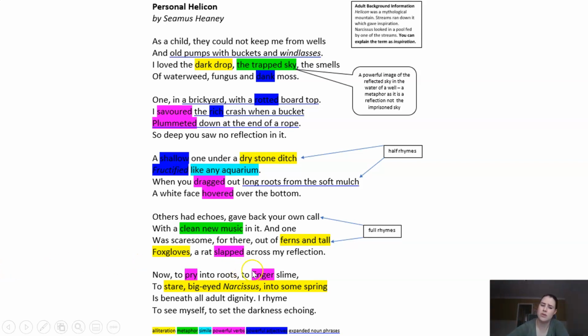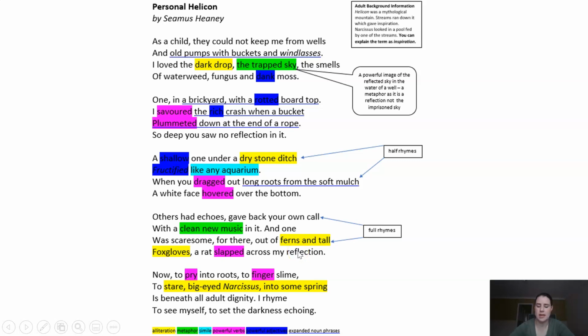Now, to pry into roots, to finger slime, to stare big-eyed Narcissus into some spring. Again, you've got the pry, okay, you've got your powerful verb, and you've got your alliteration. Stare into some spring. Now, spring isn't here referred to in terms of like the autumn or the winter or the summer, but a spring in terms of almost like a river, the water, okay, that crops up.